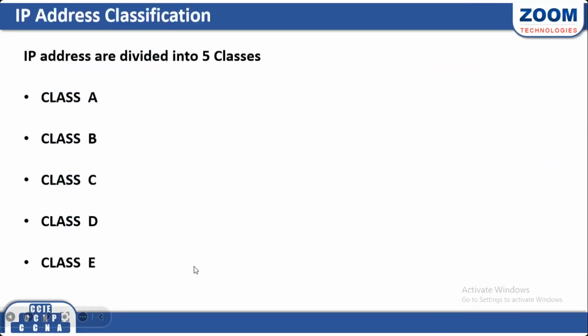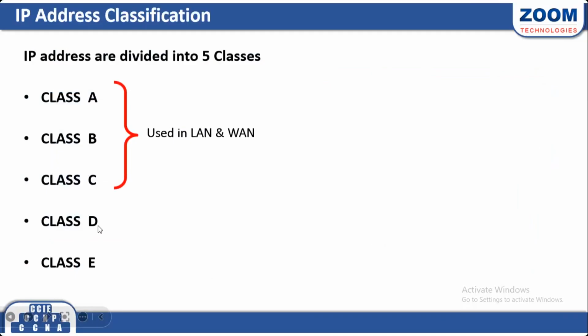Then we have this classification here. IP address classification: IP addresses are divided into 5 classes. In a local area network and a wide area network, we have to use only these 3 classes here: Class A, B and C. We cannot use class D or class E for any device.